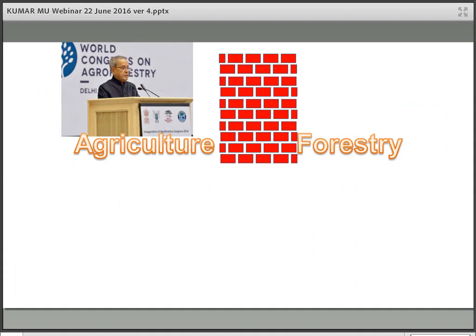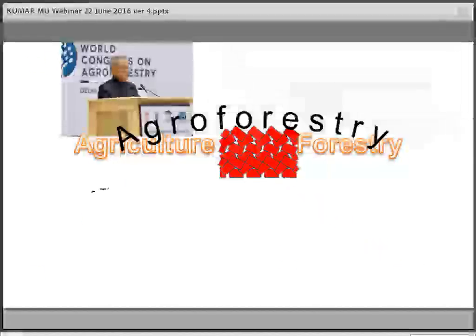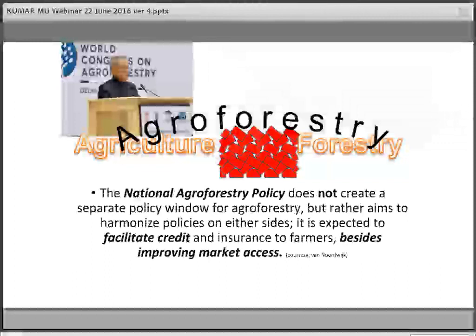It was against this background that the agroforestry policy was formulated by the Government of India. As you probably know, agriculture and forestry were treated as separate watertight compartments over a historical period of time. Agroforestry actually tries to integrate agriculture and forestry, as you can see from the crumbling walls.